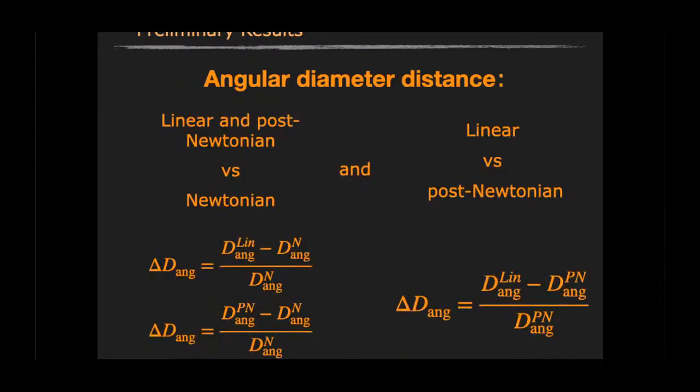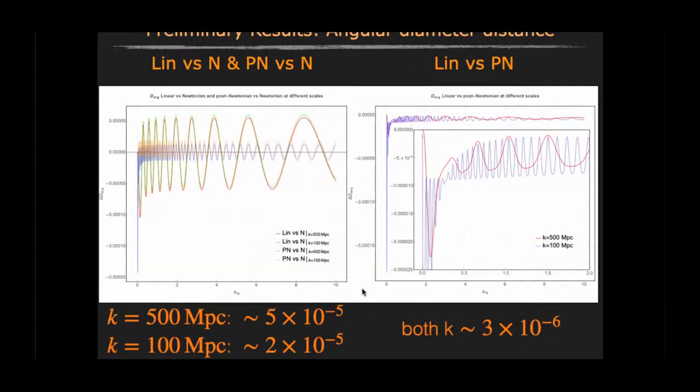So the second set of results concerns the calculation of the angular diameter distance at different approximations. Here I have decided to group in the same plot the variation linear versus Newtonian and post-Newtonian versus Newtonian, and to plot separately the variation linear versus post-Newtonian. The reason for my choice is to highlight the fact that the variations linear versus Newtonian and post-Newtonian versus Newtonian are very close to each other, with a variation of the order of 10 to the minus 5 and some differences for the scales.